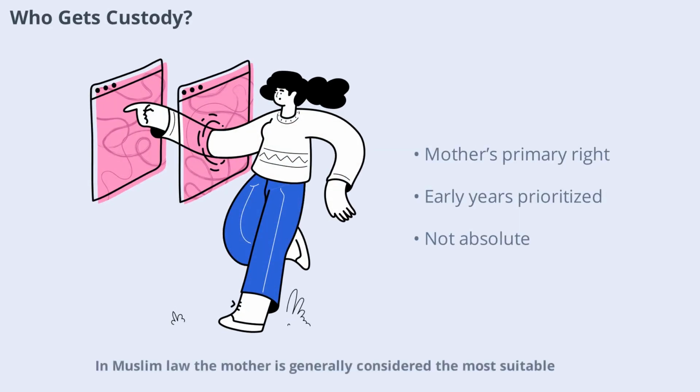In Muslim law, the mother is generally considered the most suitable person for the child's care during the early years. This is based on the belief that a mother is best equipped to meet the child's emotional and physical needs. However, this right is not absolute and may be transferred if certain conditions are not met.